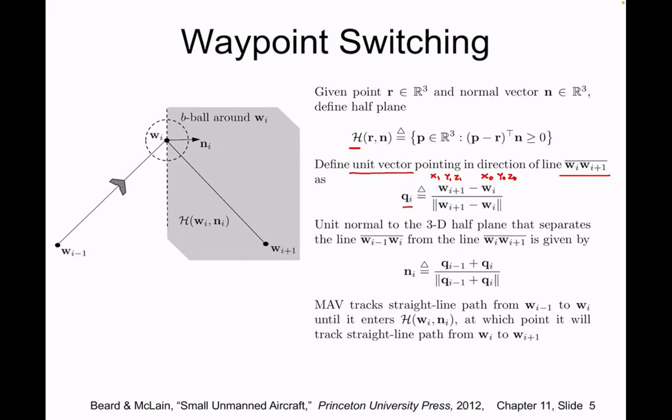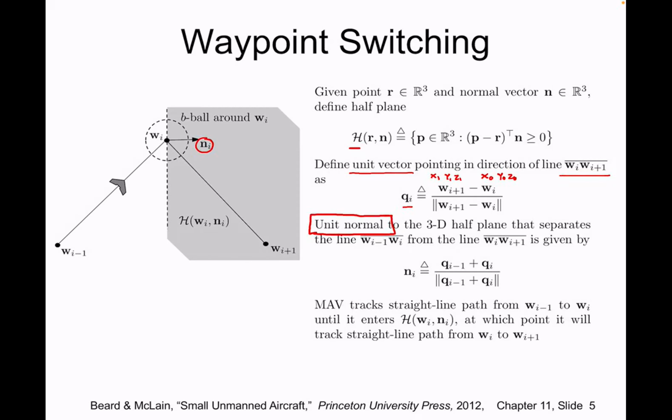So x1 is actually a certain value 5, y1 is another value 6, z1 is another value 7, and you have x0, y0, z0, say 0, 0, 0. So we can construct a vector that is indicating the direction. Now, to construct the 3D half plane, we construct something called the unit normal. This unit normal is a vector that is perpendicular to that half plane. And if you think about it, this is that unit vector.